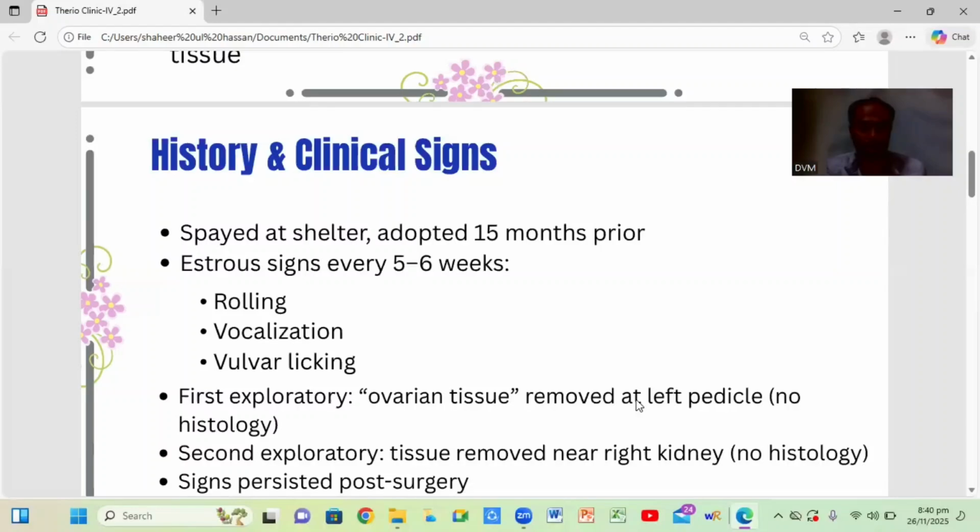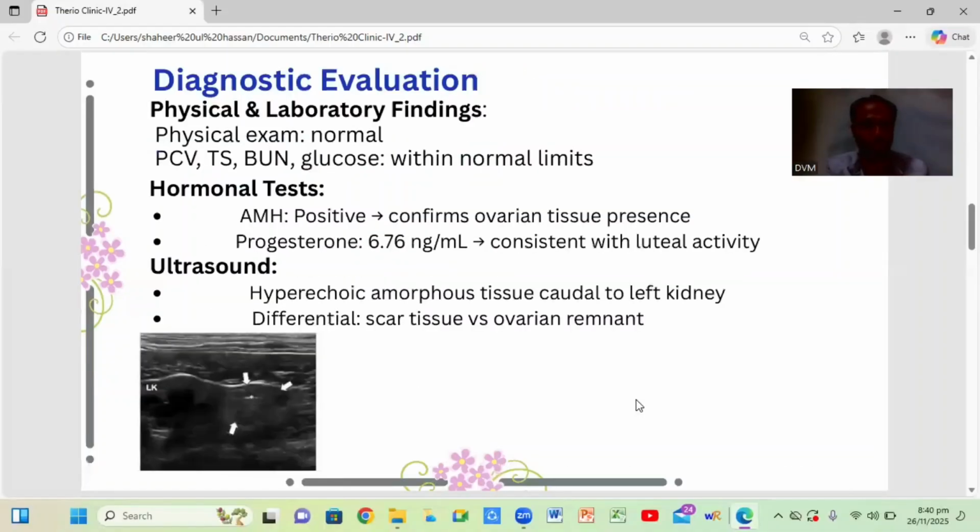First exploratory: a sample was taken, ovarian tissue removed at the left pedicel, no histology was performed. Second exploratory: tissue was removed near the right kidney, no histology was performed. Signs persisted post-surgically.